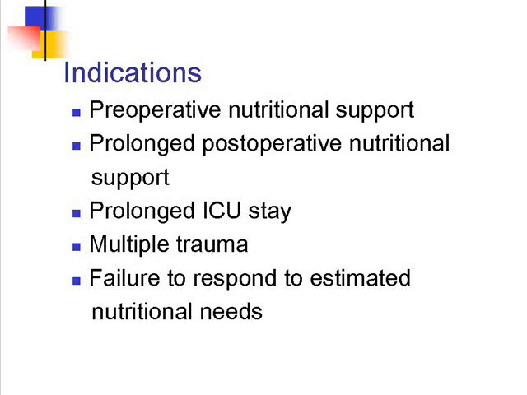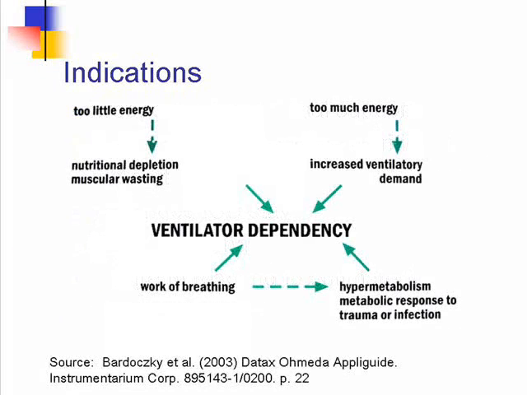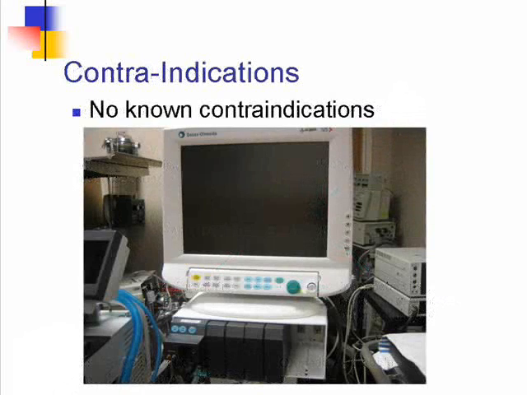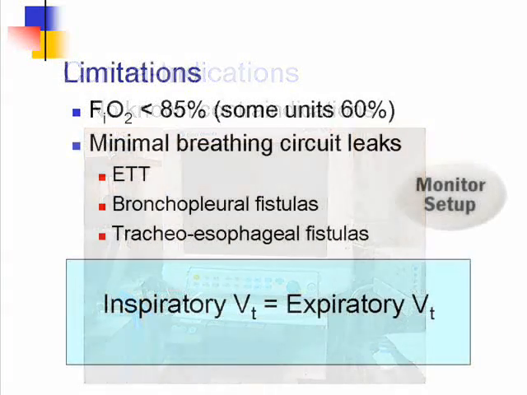The CBO associated with indirect calorimetry has a series of indications that should be reviewed by the student prior to challenging. You can see how ventilator dependency has a variety of factors associated with it. Of note for indirect calorimetry is that there are no known contraindications to the performance of this procedure, assuming that the patient is off the ventilator for minimal periods of time when setting up the equipment.